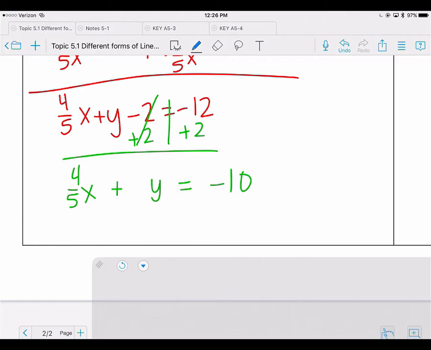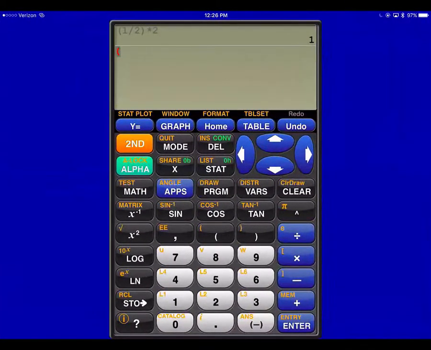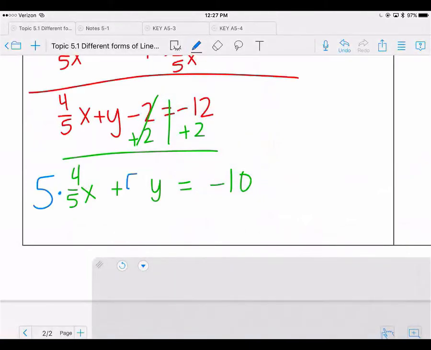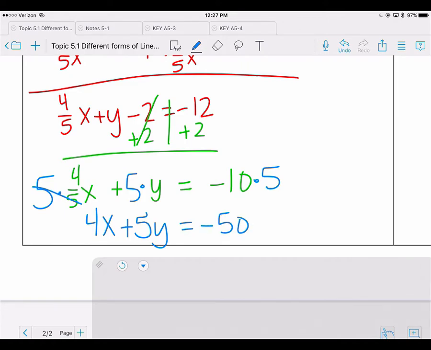Remember, like we talked about, in order to get rid of a fraction, you multiply by the denominator. In the calculator, we can see, remember, we're not trying to make it cancel, we're just trying to get rid of the fraction. So if I take 4/5 and multiply it by 5, I now have a positive whole number of 4, which got rid of my fraction. Whatever I do to one piece, I have to do to all of the pieces. So the 5's cancel and I have 4x. 5 times y is 5y. Negative 10 times 5 is negative 50. And now I'm done. A is positive. There are no fractions. X and y are together.